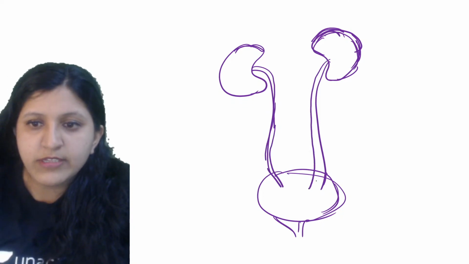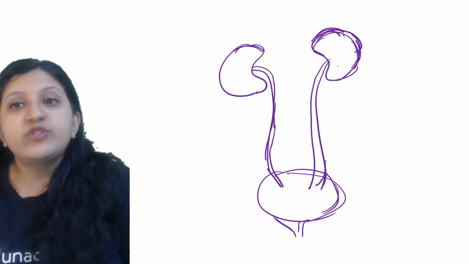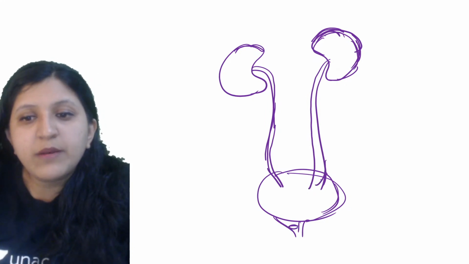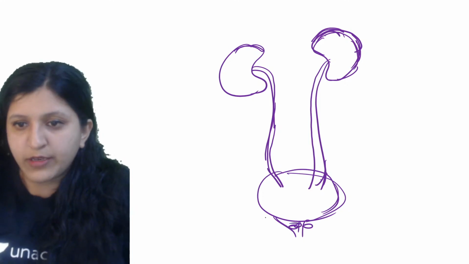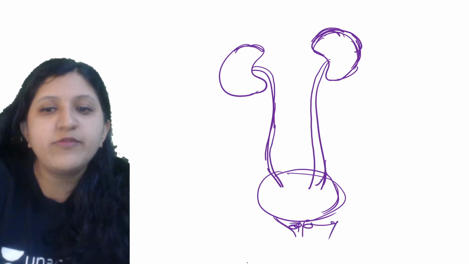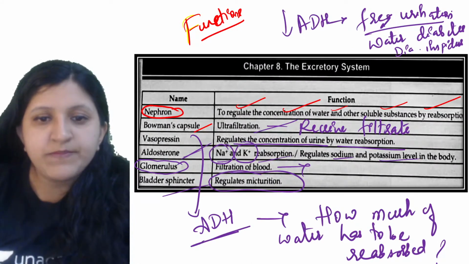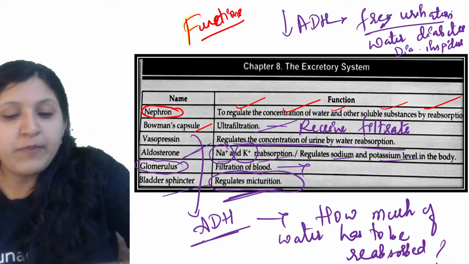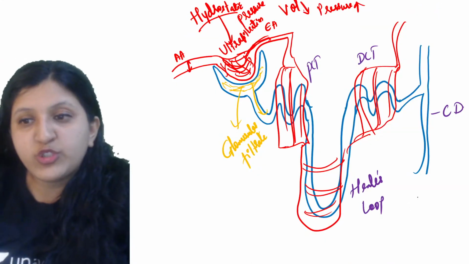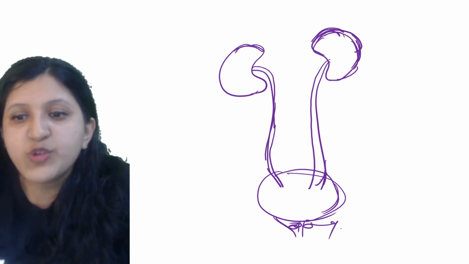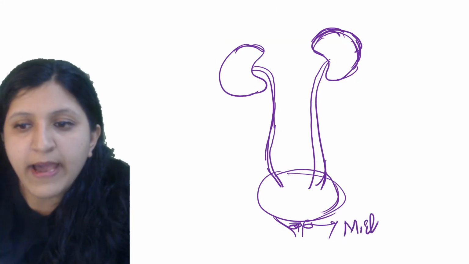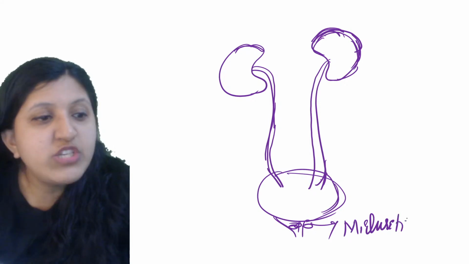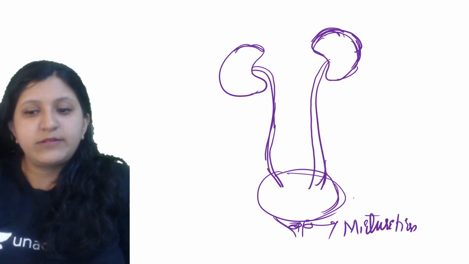Let's just draw it like this. Now there is a sphincter muscle over here at this end. The sphincter muscle regulates the micturition process. Micturition is controlled by the sphincter muscle, which is at the end of the bladder.